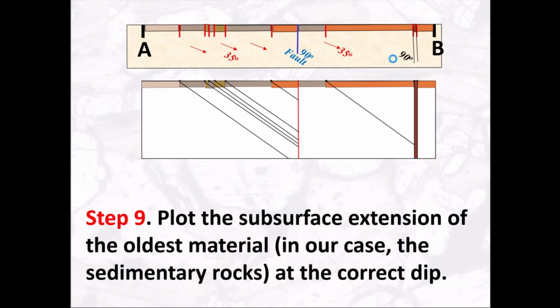So what I've done here is, from our contacts at the surface, I've used a protractor to measure 35 degrees around and 35 degrees from the horizontal, and continued that bedding plane downwards. Okay?